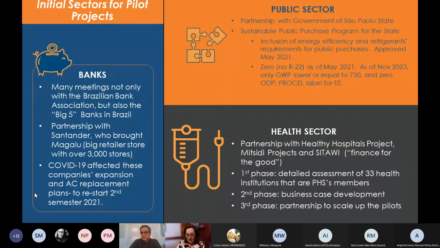And last but not least, the health sector, where we partner with the Healthy Hospitals NGO, MidCity, a technical company specialized in energy, and Citaui, that's a sustainable finance company that will help us to do the business dialogue with our partners and also with the business model. This pilot assessed 33 hospitals and their purchase power, and we are now working on an action plan. Next slide, please.